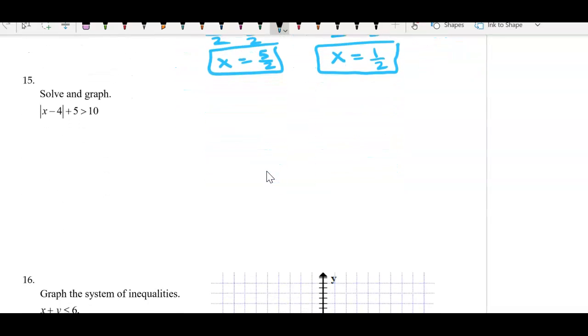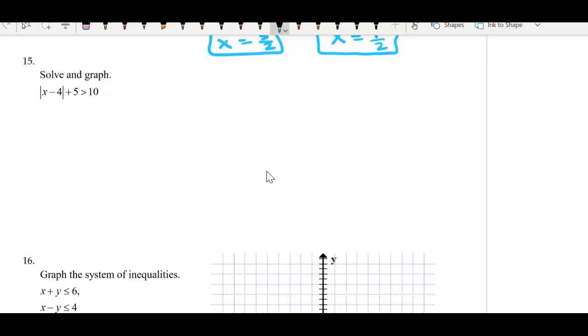Okay, and then this one's kind of similar to it, right? But now we have an inequality in there instead. So again, we still need to get that absolute value part by itself. So let's start by subtracting the 5. And so that'll give me absolute value of x minus 4 is greater than 5. And then I can write my two different statements from there.